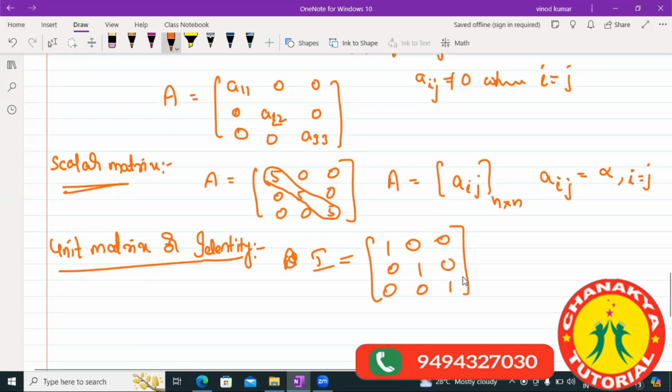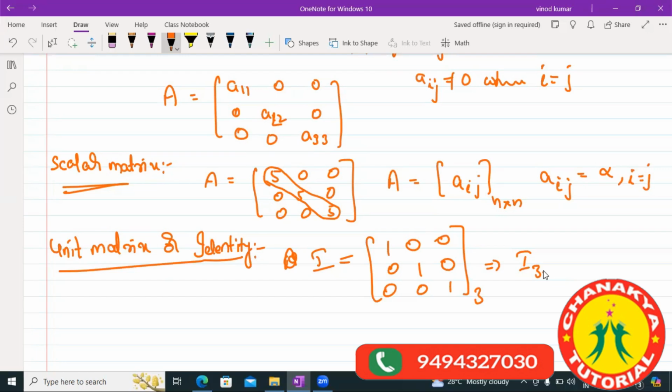1 0 1 0. This is I3, the identity matrix of order 3 by 3, with 3 rows and 3 columns. Every unit matrix is a scalar matrix, but every scalar matrix need not be a unit matrix.